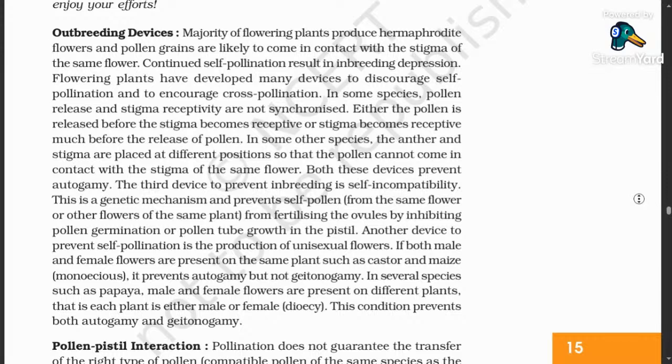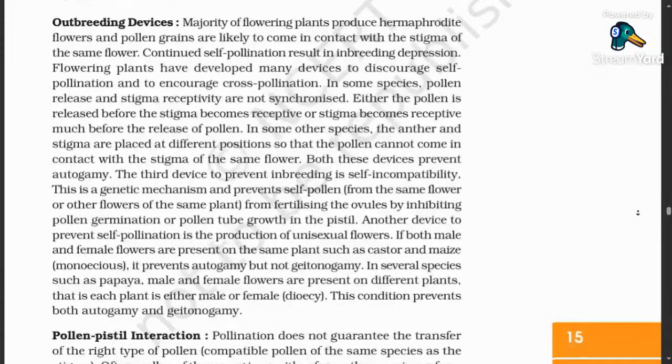Another device to prevent self-pollination is the production of unisexual flowers. If both male and female flowers are present on the same plant, such as castor and maize, monoecious, it prevents autogamy but not geitonogamy. In several species, such as papaya, male and female flowers are present on different plants. That is, each plant is either male or female, dioecious. This condition prevents both autogamy and geitonogamy.